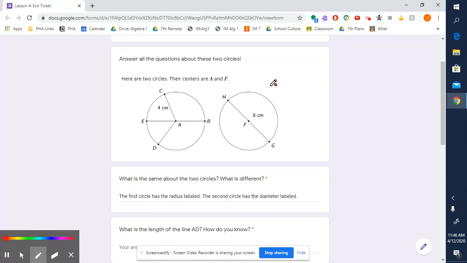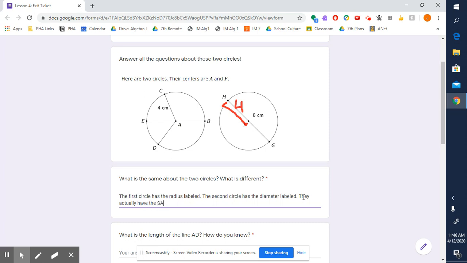Now let's think about what's the same. If I look at the second circle, I notice that the diameter is 8, but remember that the radius is half of the diameter. So if I actually labeled the radius, it would be 4, which is the same as the radius in the first circle. So what is the same is they actually have the same radius and the circles are the same size. These circles are the same, they just have different parts labeled.